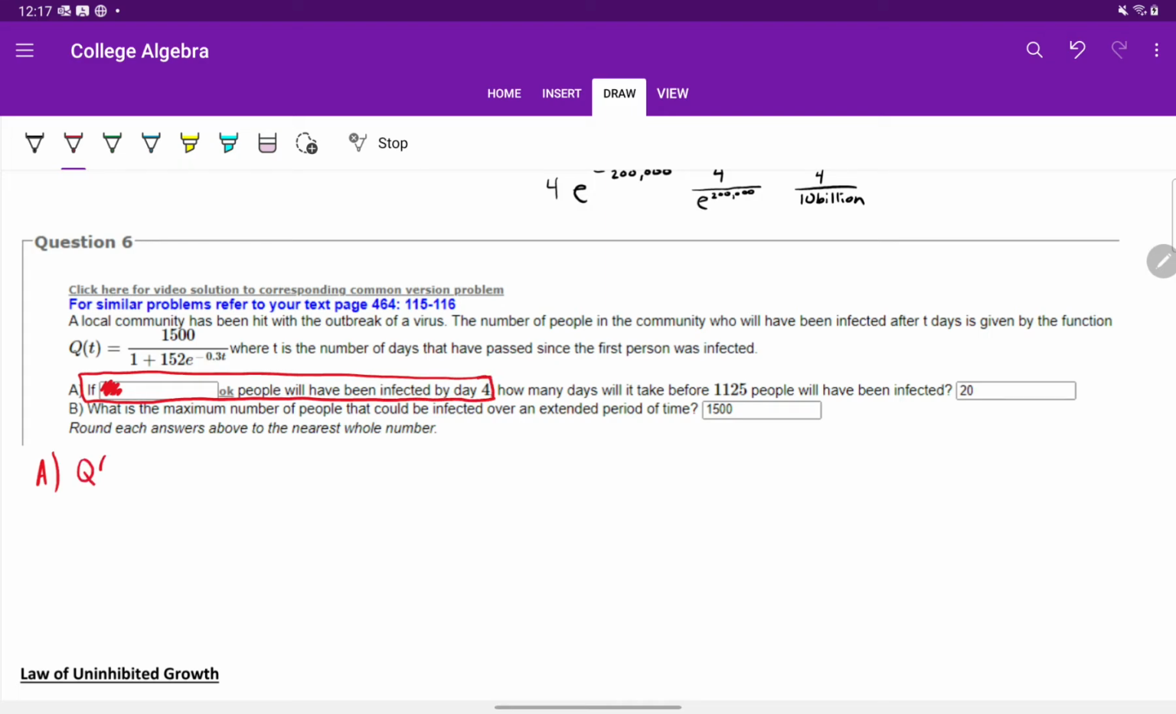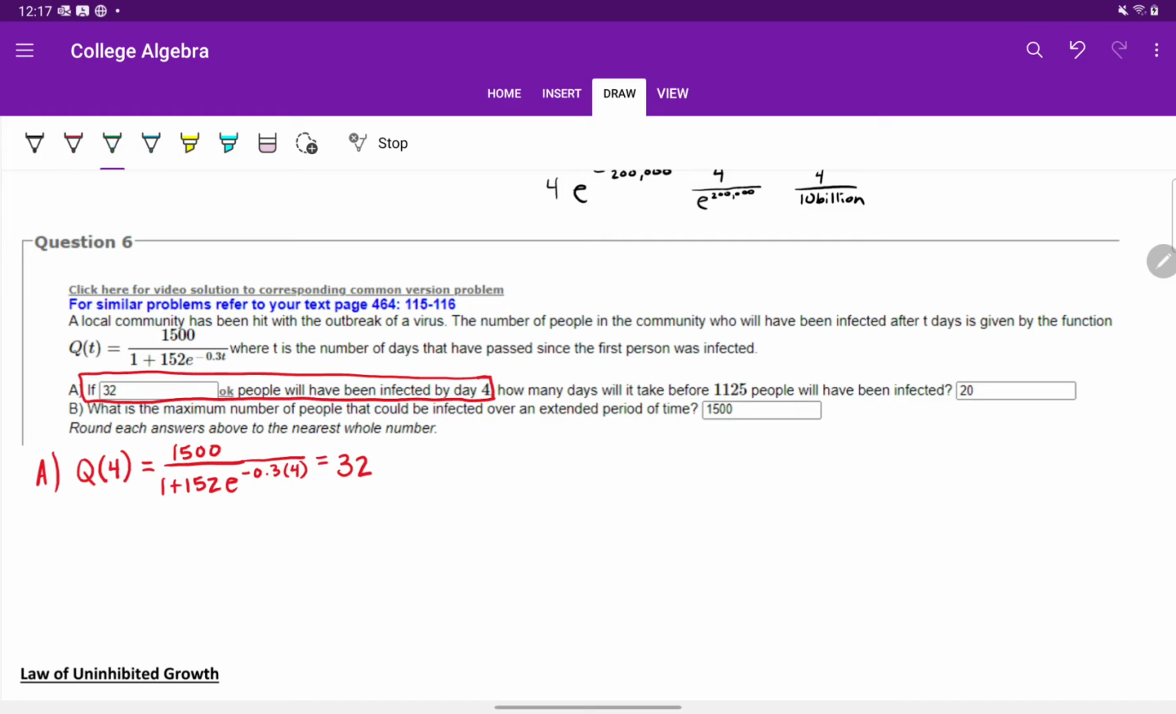So we're plugging 4 in as our time. We're going to take Q of 4, which is 1500 divided by 1 plus 152 e to the negative 0.3 times 4. Just like in the last example, we're going to plug this into our calculator, and you should get approximately 32. Now again, we're estimating here. You're going to have to round this to a whole number because when we're counting humans, we count in whole numbers.